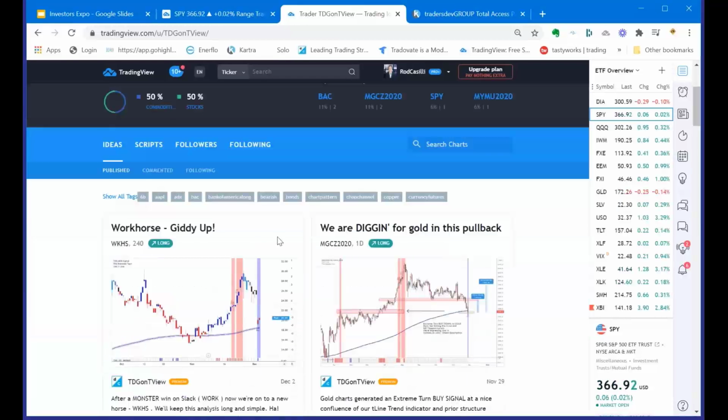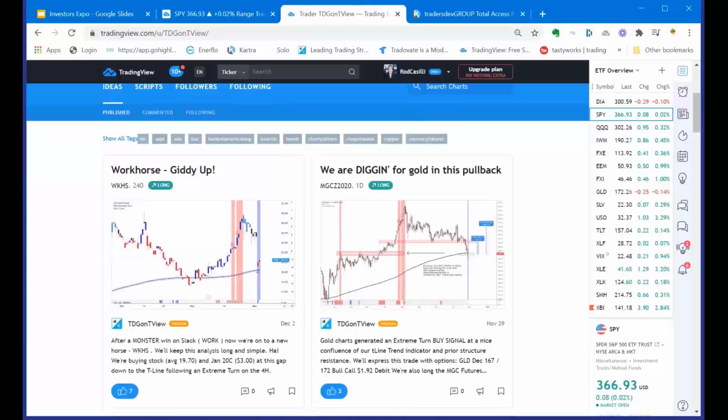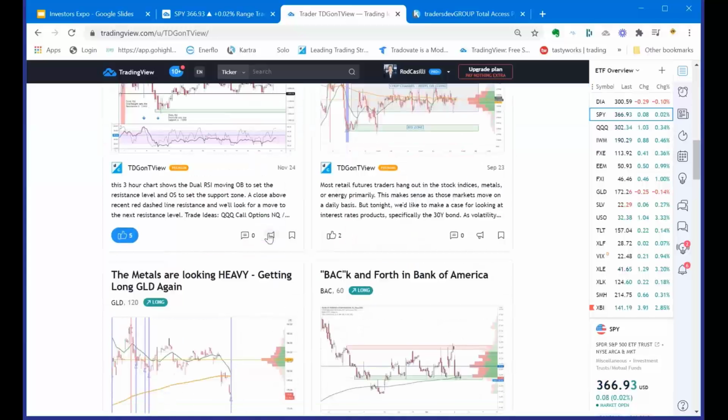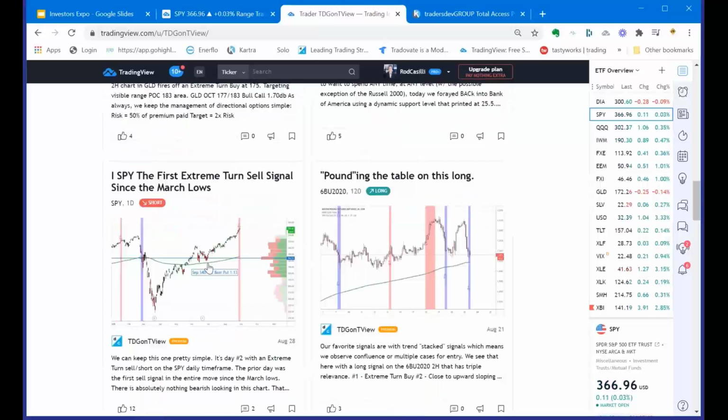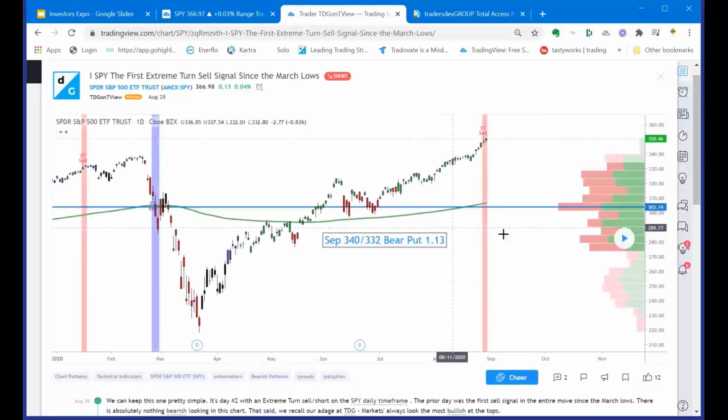And the question was, does this 233 work on a daily? I wanted to show, oh, actually, I don't think it was a 233 signal. It was an extreme turn, sorry. So we'll look at the 233 on a daily in just a second. But this is an example I wanted to bring up because it was an idea that we highlighted, and I kept on here the actual trade that we did, which is September 340, 332. So this is an extreme turn sell, and it was on a daily, and it was the first one that we got in the entire move from the COVID lows, okay? So there were no signals to get short this entire move.